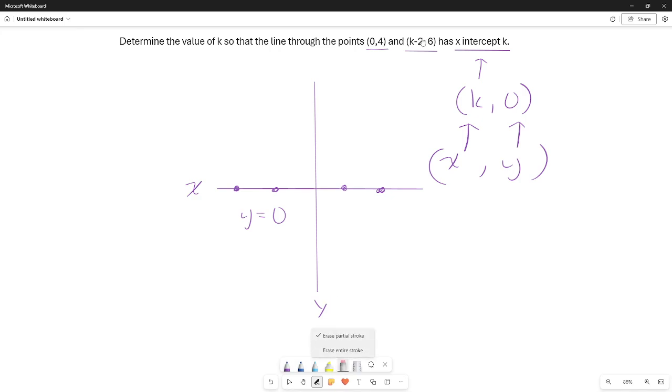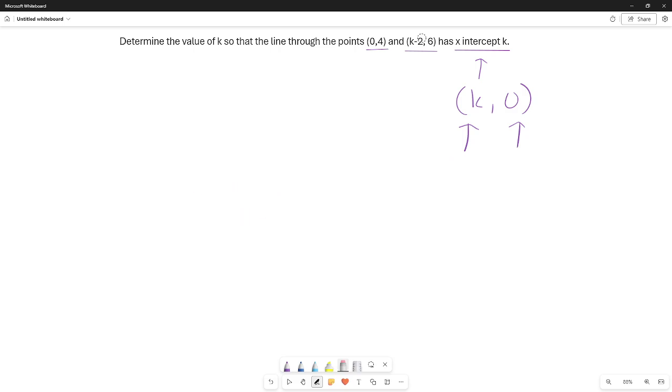Alright, let me erase all this. Okay, so now let me write down our 3 points. We have the points (0, 4), (k - 2, 6), and then we also have (k, 0). Now the first thing you want to do is find the slope between any 2 points. So first, I'm going to find the slope between (0, 4) and (k - 2, 6).